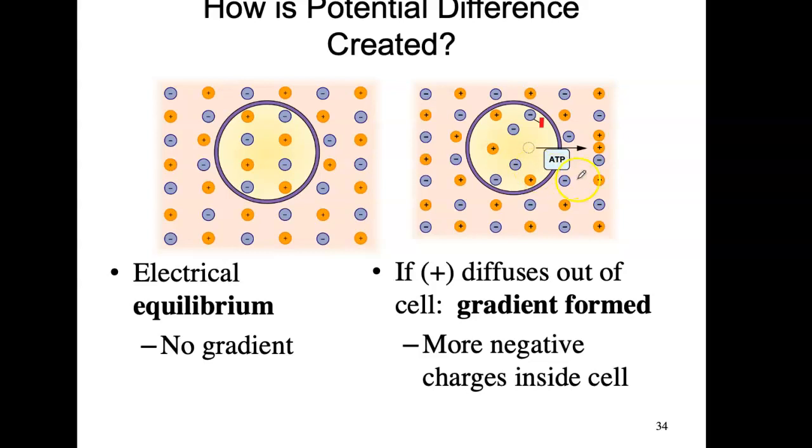And if we remove enough of those positive ions, as we measure the cell, we're going to measure it as being more negative as compared to the outside. So that is the potential difference. So if we could take ions and pump them out of a cell and remove some of those, we could create that resting membrane potential.